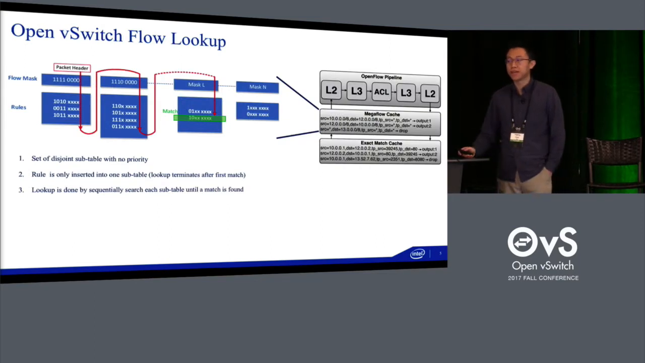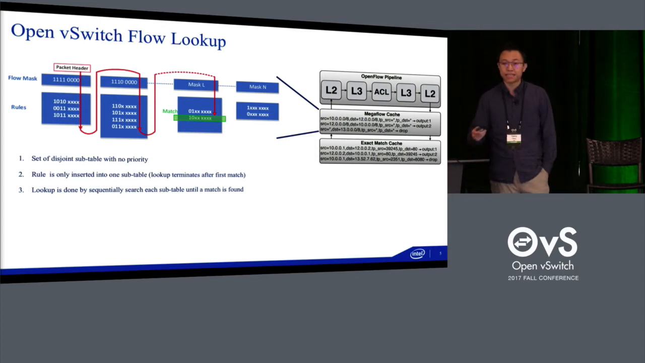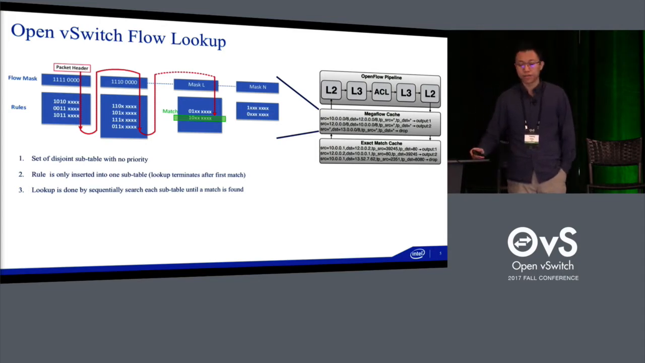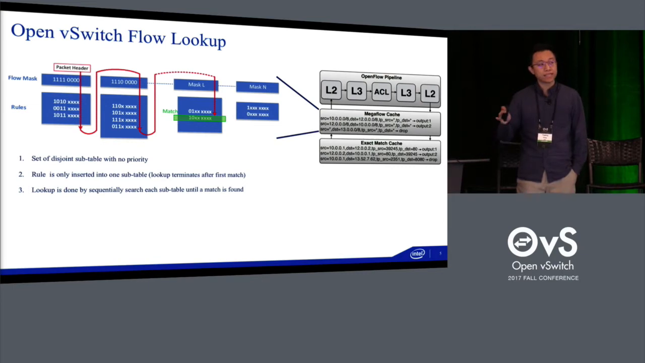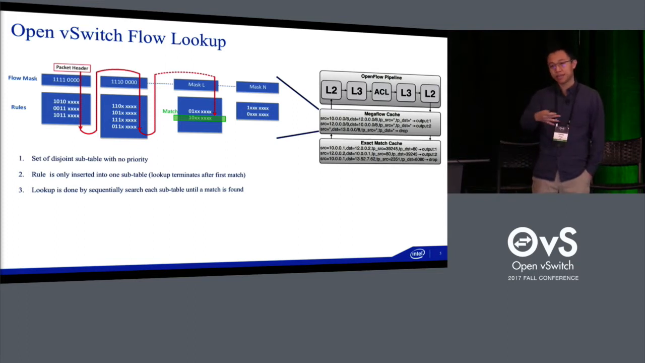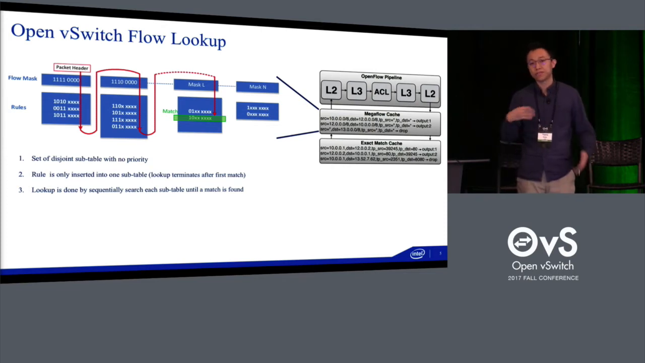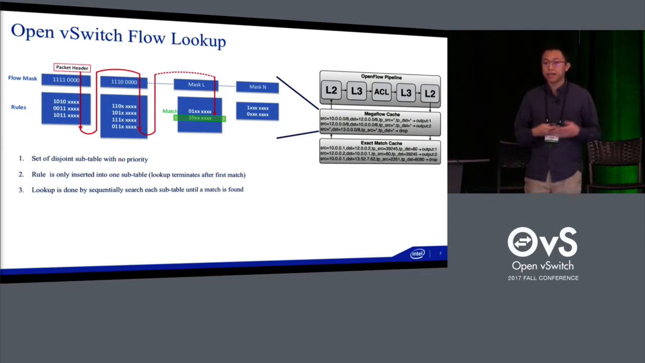So before we go into any details about our proposal, first a brief introduction or refresh of the mechanism of the current OvS flow lookup path. Basically, OvS has three layers of cache to do the packet classification. The first layer is called the exact match cache. It's basically a big hash table. You look up the header of the packet in the hash table, and if you find a match, then you return the rules or the actions.